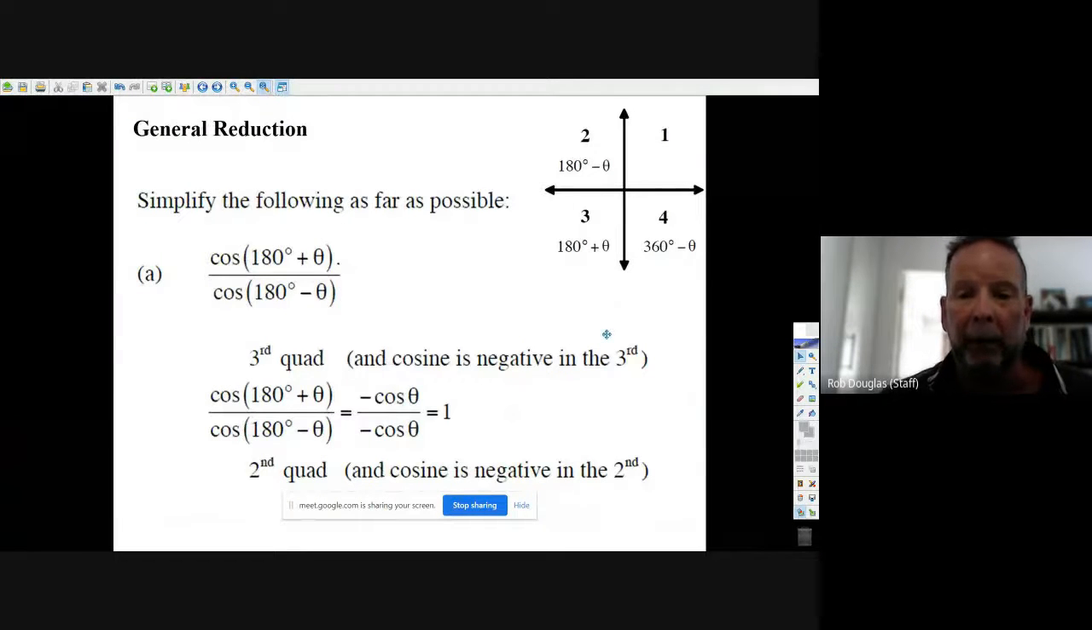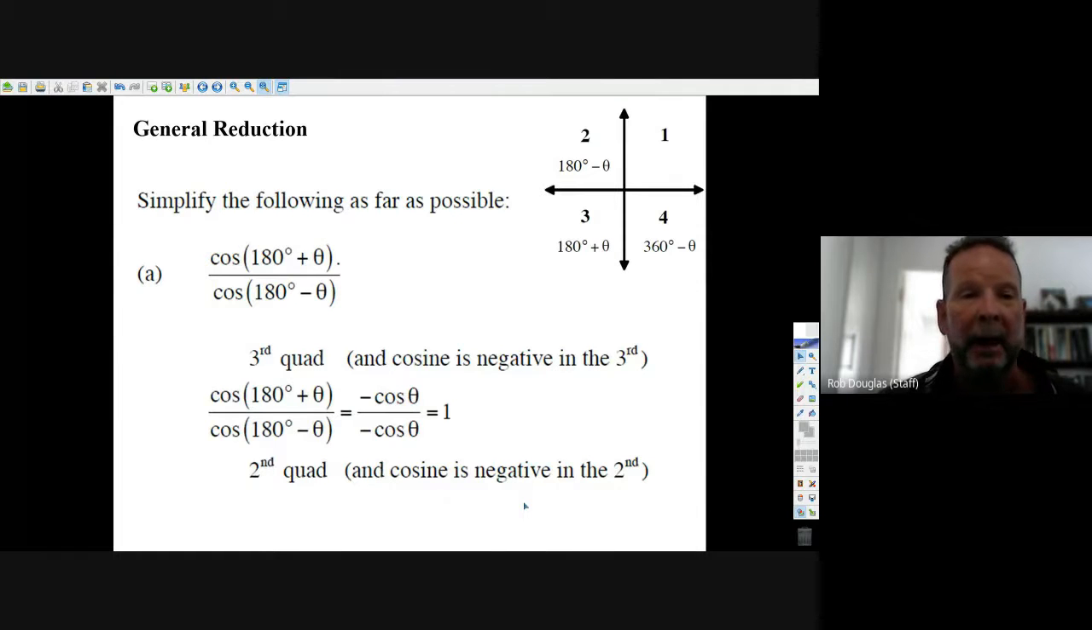Okay, we're going to look at how to do general reduction questions, and they kind of flow from the very first introduction. Hopefully they'll make some kind of sense to you. The first thing, let's say you had to simplify this, the cosine of 180 degrees plus theta.